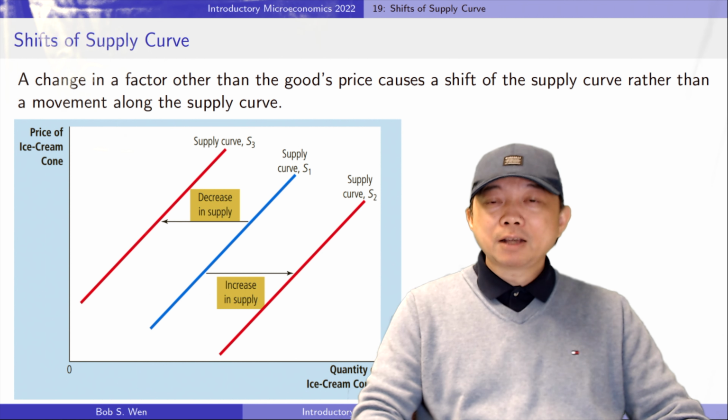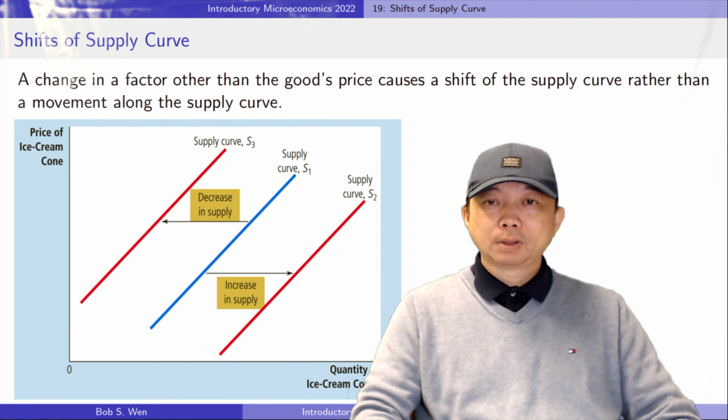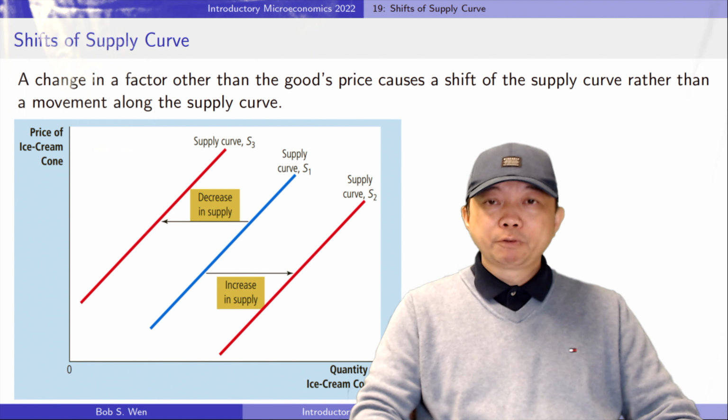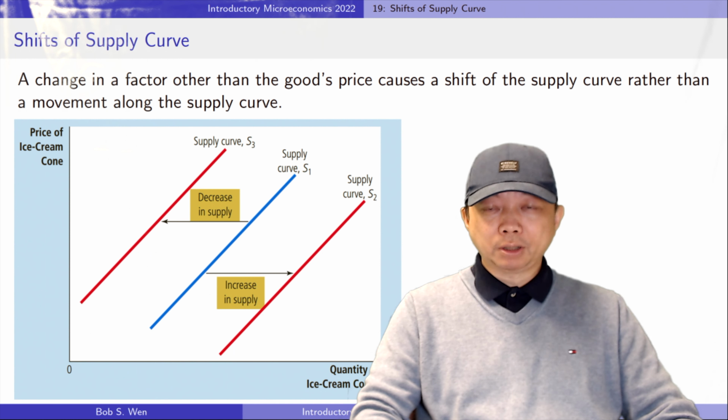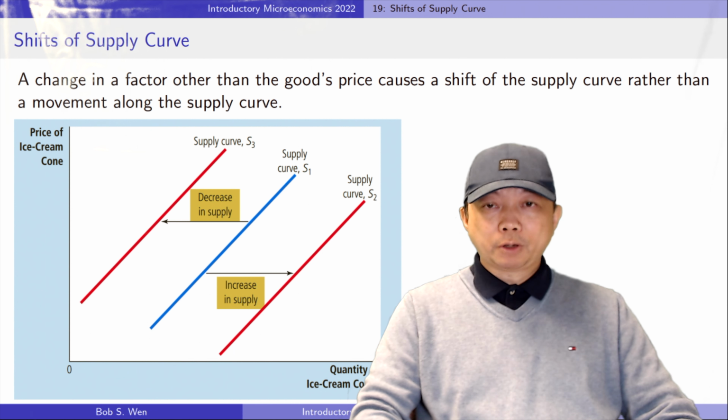The amount of ice cream a firm supplies today may depend on its expectations about the future. If a firm expects the price of ice cream to rise in the future, it will put some of its current production into storage and supply less to the market today. The supply curve of ice cream for today shifts to the left.